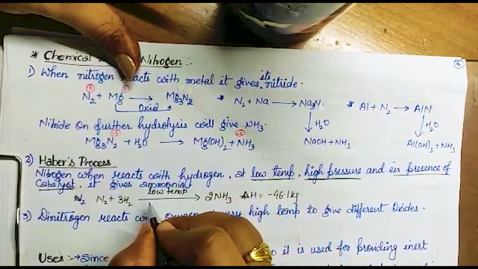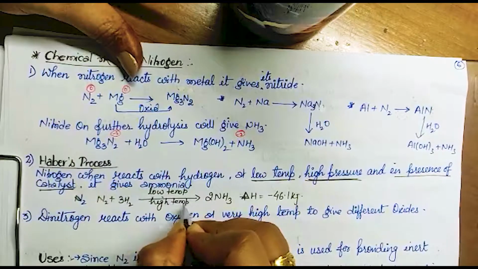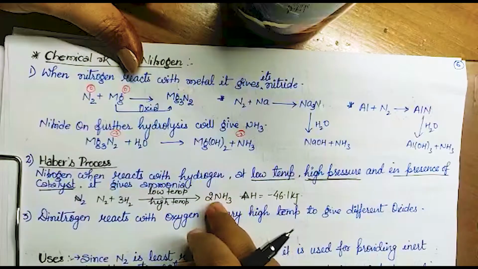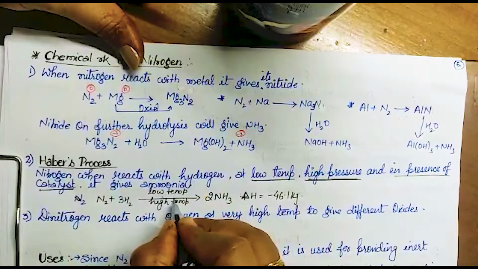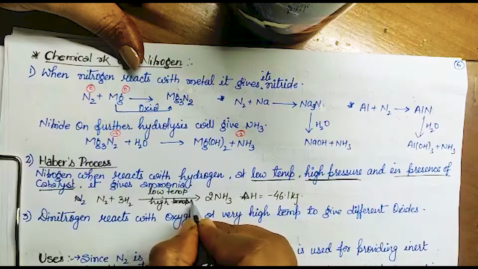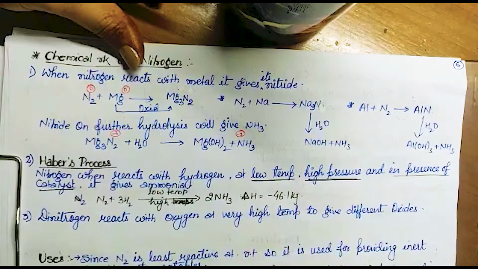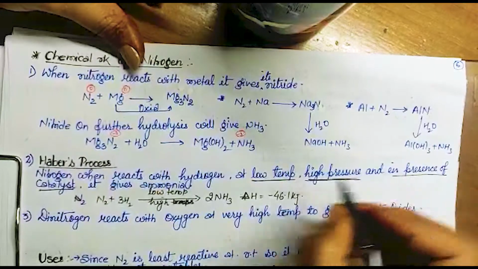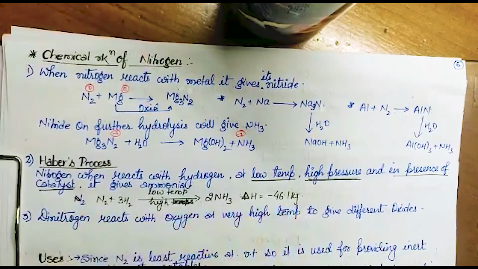Another condition is high pressure, because volume is decreasing. So according to Le Chatelier's principle, we have to provide high pressure. Since at low temperature the reaction becomes slow, we have to use a catalyst over here. Okay, did you understand? So this is the reaction.